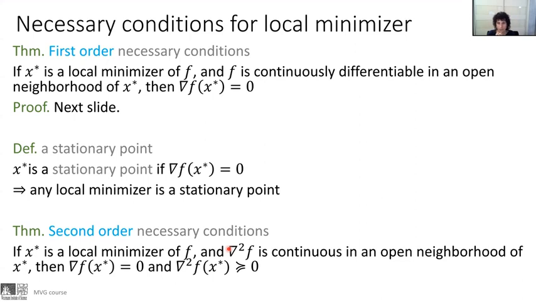So actually, if you think about x to the third, okay, at x equal to zero, we have that the gradient vanishes, and the second derivative is also zero, but we don't have a local minimizer at x equal to zero for the function x to the power of three. Okay, this is just to say that these are necessary conditions and not sufficient conditions. We'll have the sufficient condition soon also.